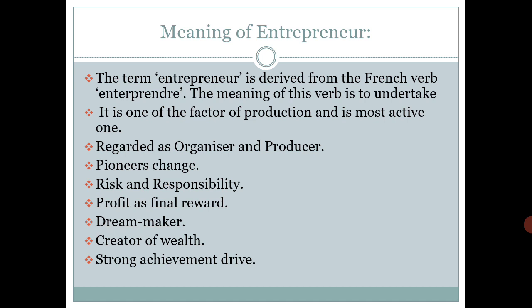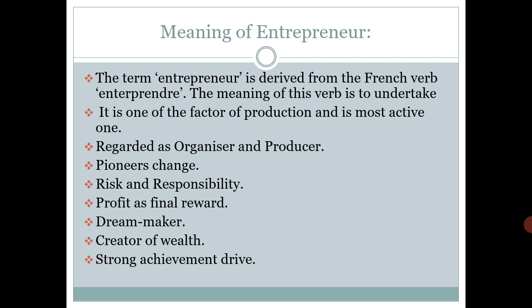So when we think of this, the entrepreneur is regarded as an organizer and producer. What does it mean? It means that he collects all the resources together, establishes a link between them, and then undertakes the production activity.